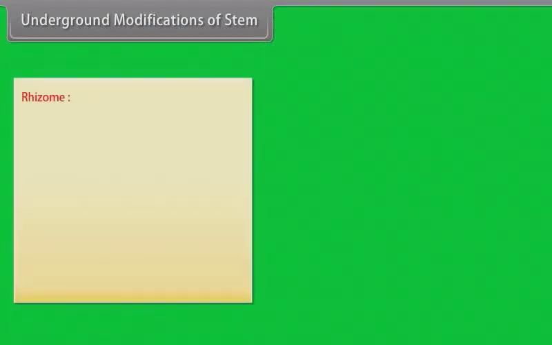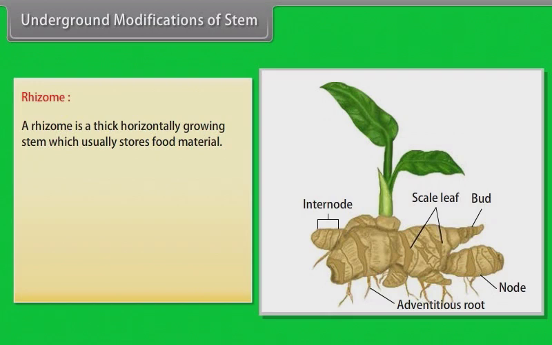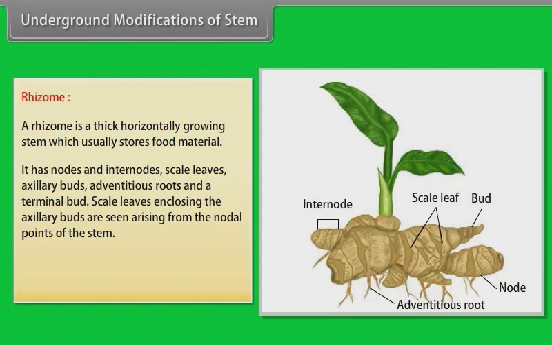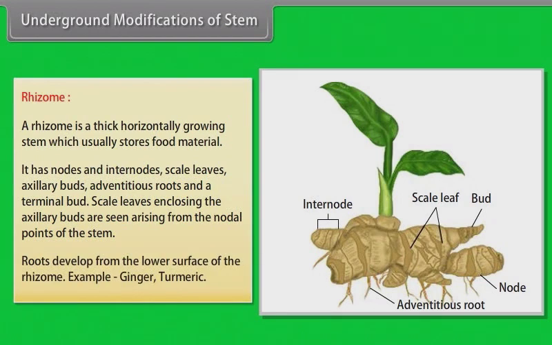Rhizome. A rhizome is a thick, horizontally growing stem which usually stores food material. It has nodes and internodes, scale leaves, axillary buds, adventitious roots, and a terminal bud. Scale leaves enclosing the axillary buds are seen arising from the nodal points of the stem. Roots develop from the lower surface of the rhizome. Example: ginger, turmeric.